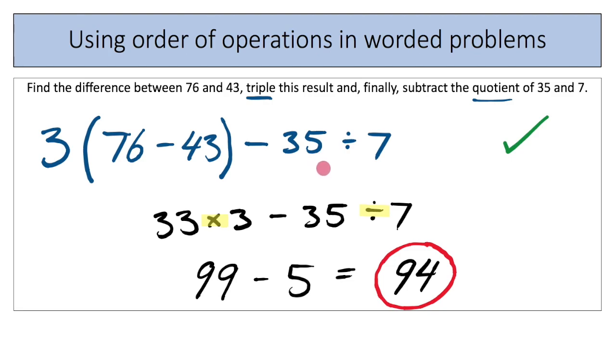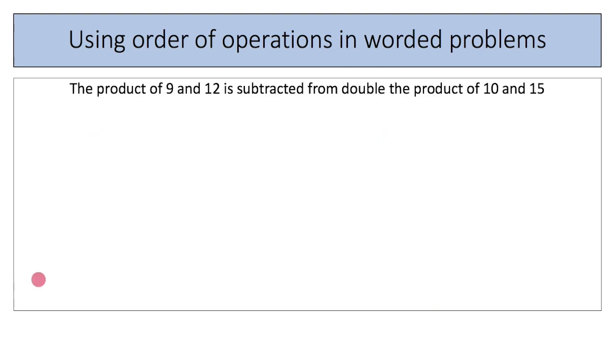Hopefully you wrote everything down. I now want you to try a question similar to it for yourself. So again, I want you to pause the video and using your order of operations, I want you to find the product of 9 and 12. So the product of 9 and 12 is subtracted from double the product of 10 and 15. So pause the video and give it a go.